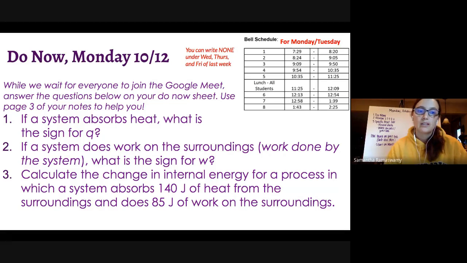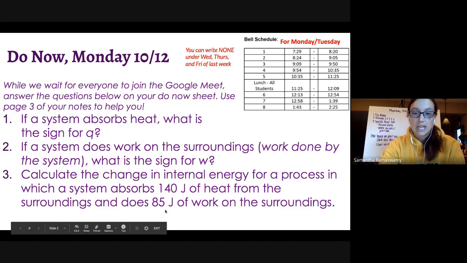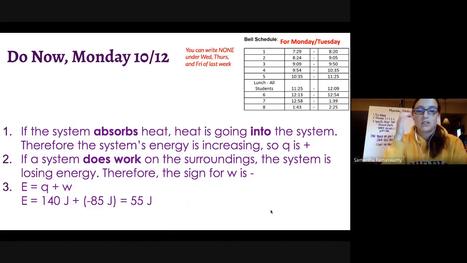Number 3 puts together what we looked at in 1 and 2, and we're calculating the change in internal energy. Change in internal energy is delta E, and to calculate delta E, it's just Q plus W. It says the system absorbs 140 joules of heat and does 85 joules of work on the surroundings. So we have positive 140 and negative 85, and we know those signs because we just looked at that in 1 and 2. For number 3, delta E equals Q plus W, which is 140 plus negative 85. So delta E for number 3 is 55 joules.